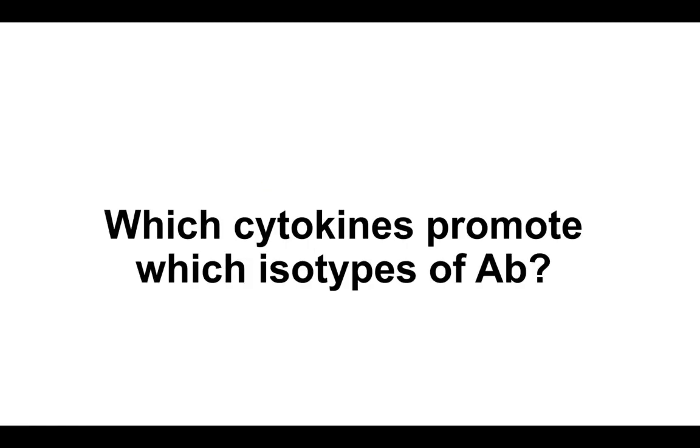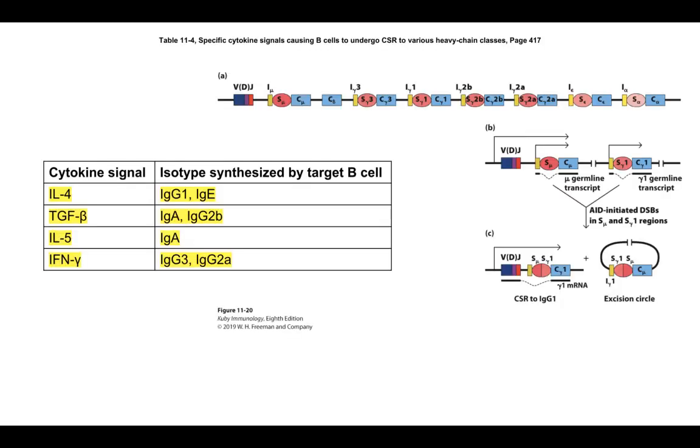Which cytokines promote which isotypes of antibody? So there are some cytokines listed on the left here that promote different isotypes to be made. So IL-4 will help promote IgG1 and IgE. TGF-beta helps promote IgA and IgG. IL-5 promotes IgA, and interferon gamma promotes IgG3 and IgG2A.